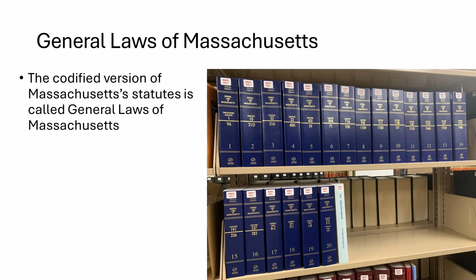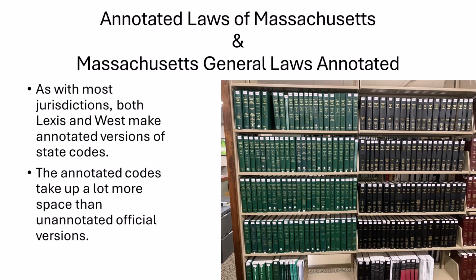Much like the United States Code, the official version takes up a lot less space than the annotated version. Here we have both the West version of the Massachusetts Annotated Code, and we also have the Lexis version. They take up a good bit more space on the shelf than the official code. And again, all of the statutory resources that you're going to access on Westlaw or Lexis are based on the print version of these.